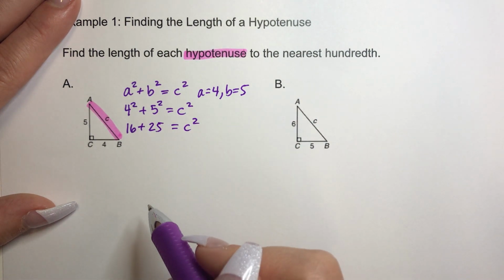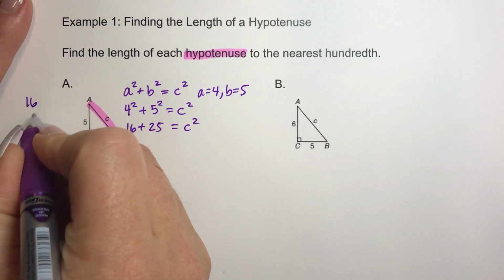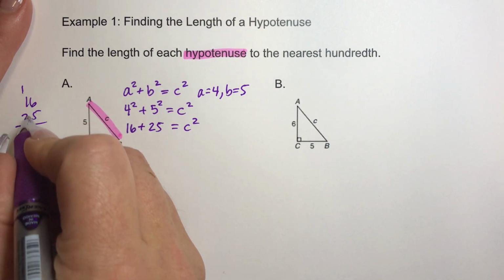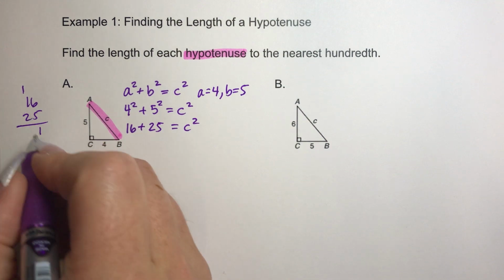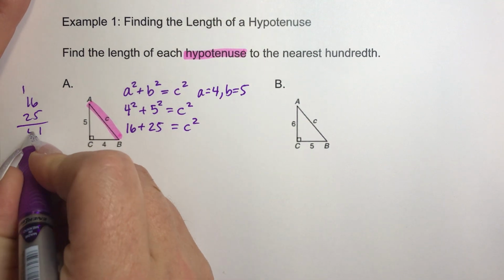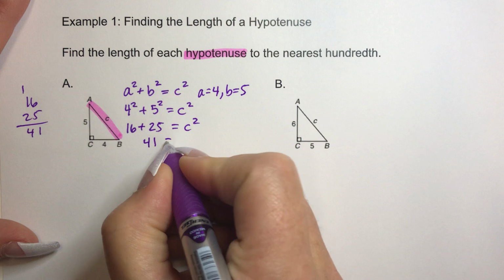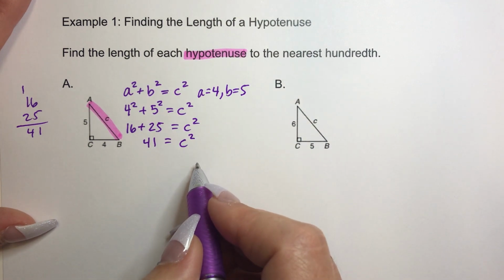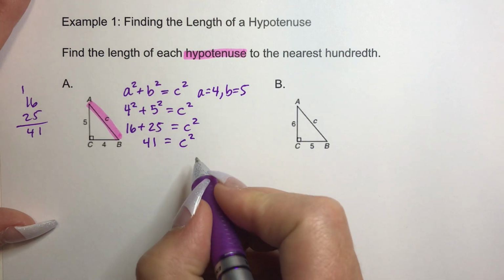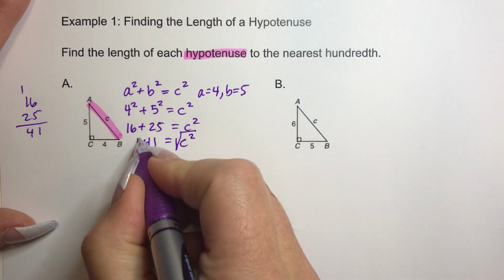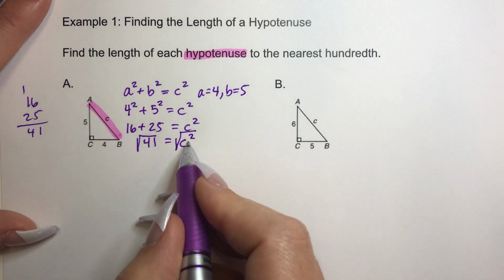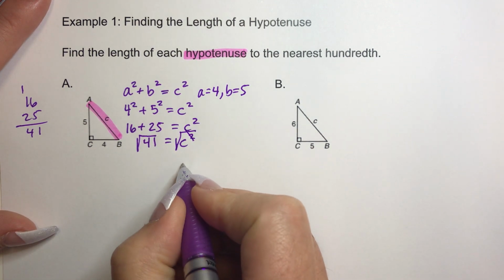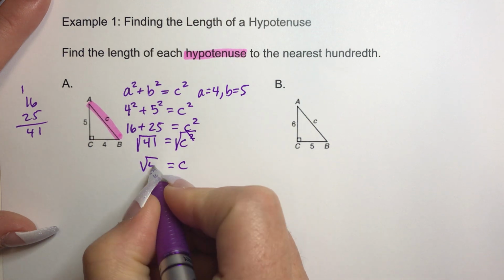And 16 plus 25, what is that? Take it over here to the side. That would be 41. 41 equals c squared. Then I need to get c by itself. So I'm going to square root both sides. This square root and that square cancel each other out. So I am left with c equals the square root of 41.